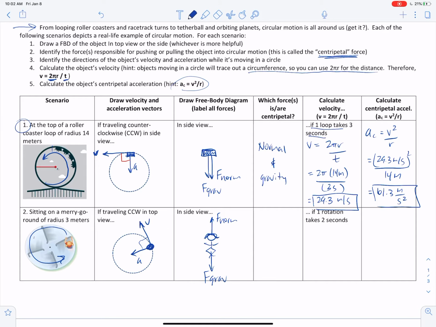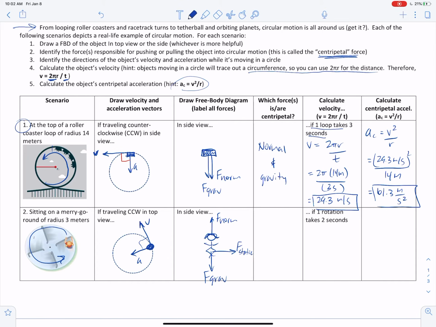But something must be pulling her into a circle. And it's got to be her interaction with the merry-go-round platform itself, right? The thing that's holding her into a circle is friction. So there's this frictional force. Actually, I suppose if this is her face, friction would be the other way because of the way that she's rotating in the picture. But the point is it's sideways, right? And specifically, it's static friction.